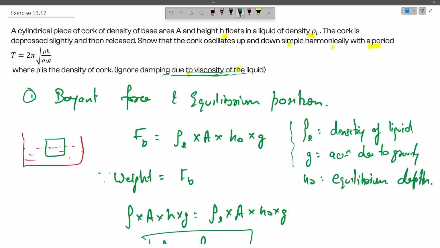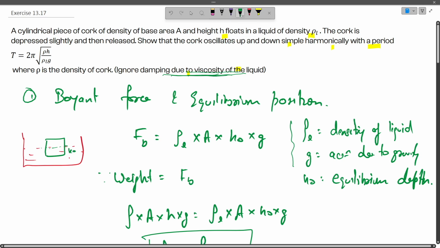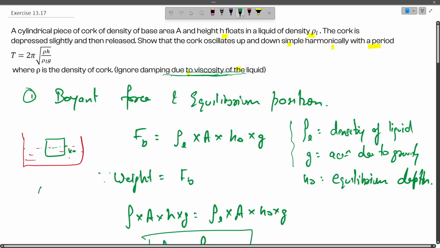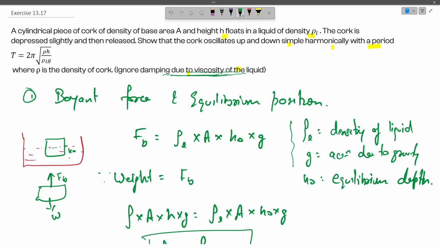Now let us assume that initially, when the cork is in equilibrium, it is submerged to a height of h naught, that is, h naught portion of the cork is under liquid and the rest is outside. So we will find the force of buoyancy that is in equilibrium with the weight of the cork. The force of buoyancy is in the upward direction and the weight is in the downward direction, which is initially in equilibrium, so Fb equals W. Then we will find the force of buoyancy.